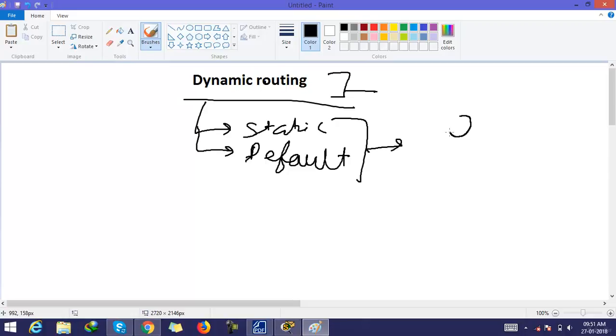Routing protocols define the set of rules used by a router when it communicates routing information between neighboring routers. Two types of routing protocols are used in internet networks. The first one is IGP and the second one is EGP. IGP stands for Interior Gateway Protocol and EGP stands for Exterior Gateway Protocol.